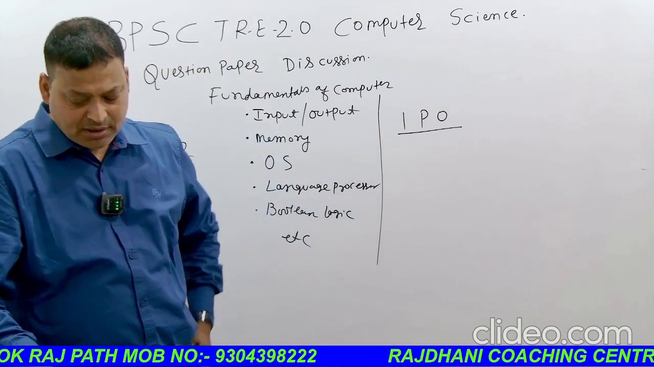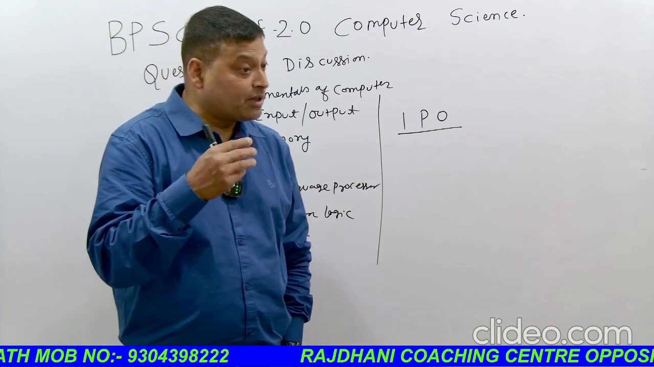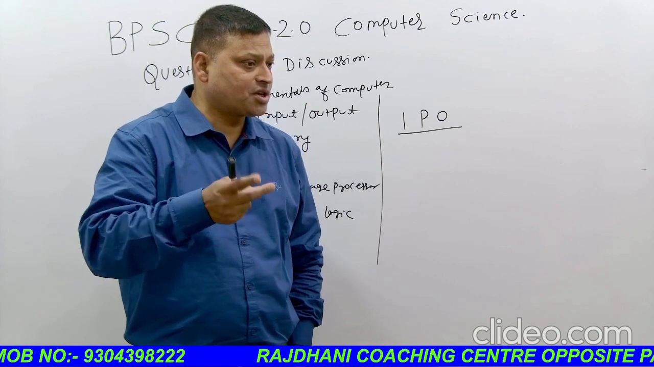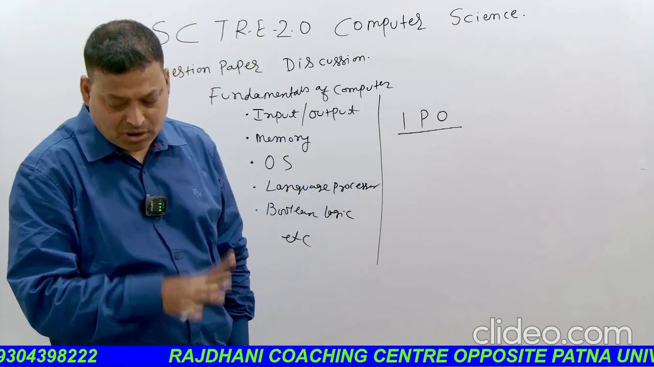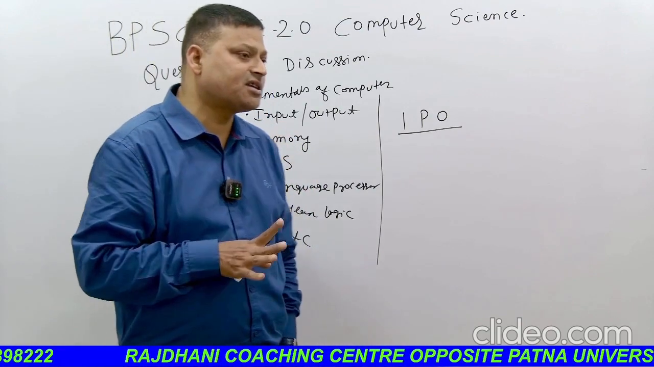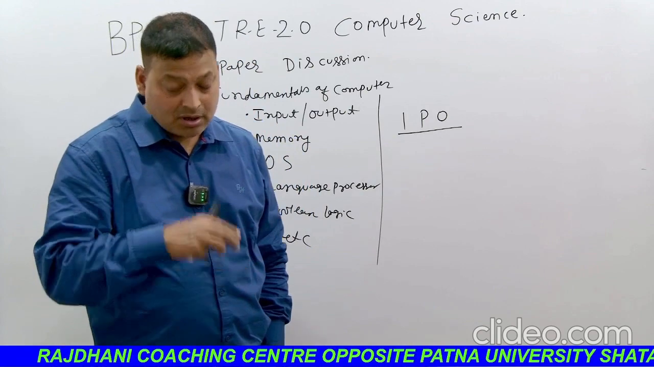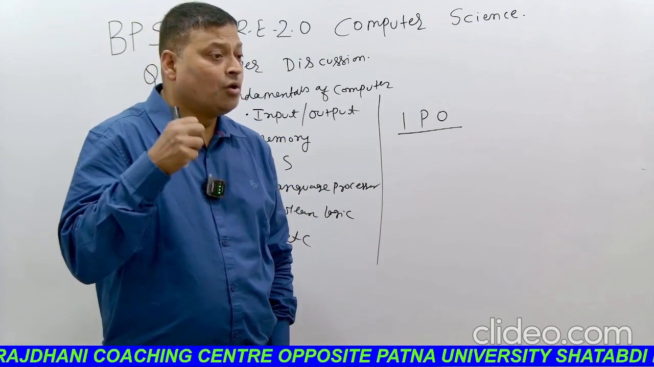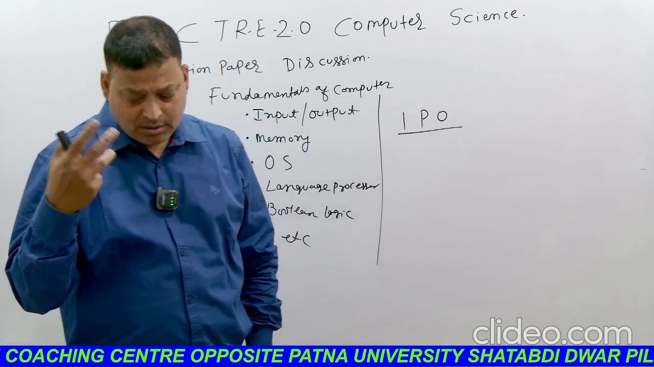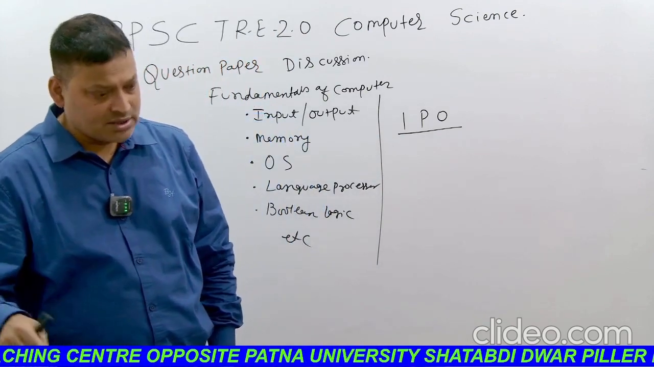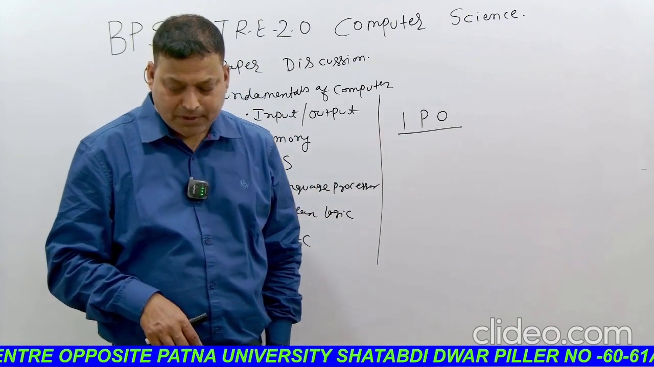Next question: a computer on a single chip is called. Now see, the two questions are the same. In the first, CPU on a single chip is called a microprocessor. But a computer on a single chip is called a microcontroller, which has the capability to control each and everything. That is called microcontroller.